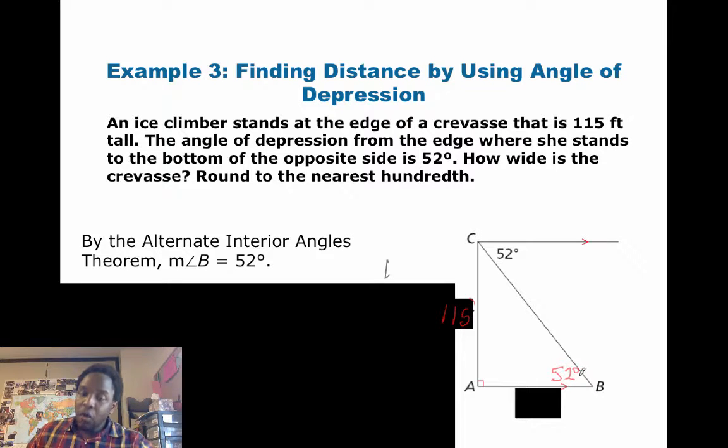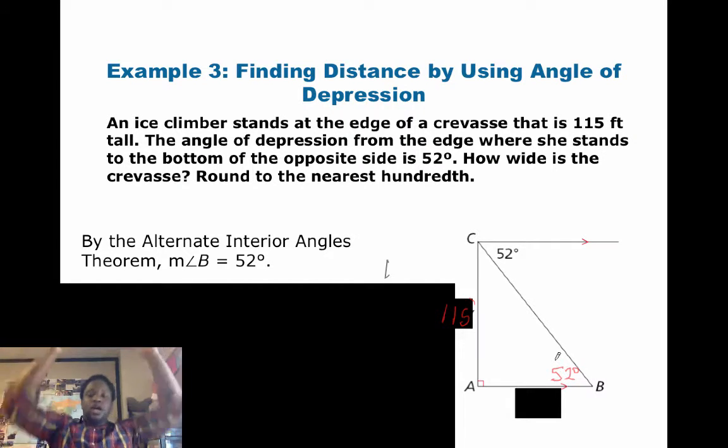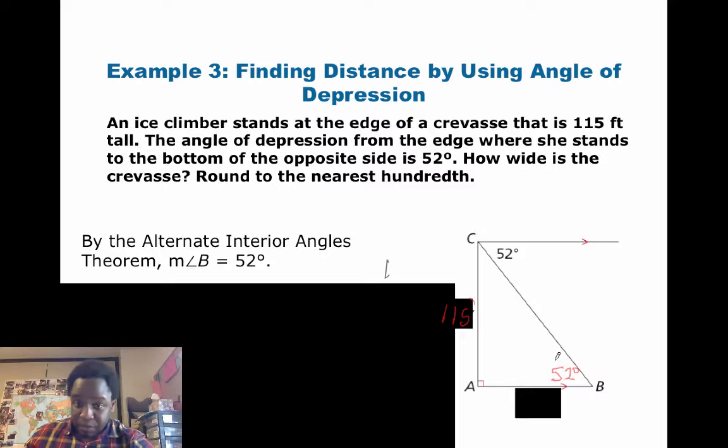And so we need to figure out what the length of AB is. This is assuming that the crevasse's edges are straight up and down, and it doesn't widen out or thin out going from bottom to top. So if we figure out the length of AB, then we can also figure out how wide the crevasse is.